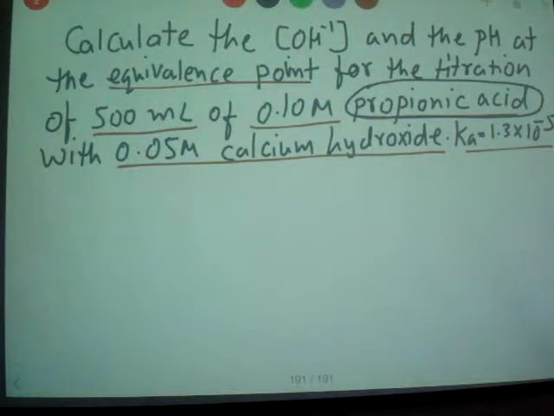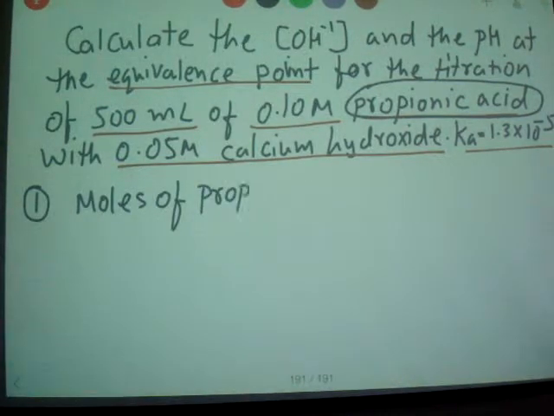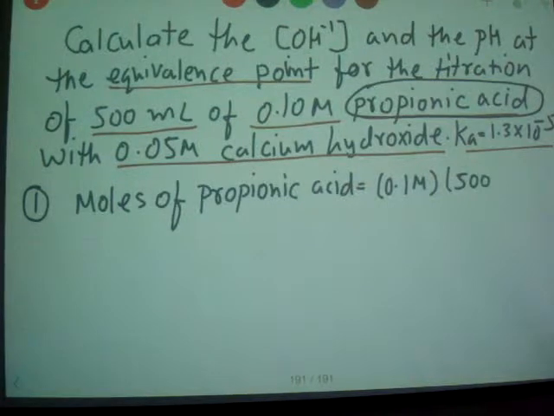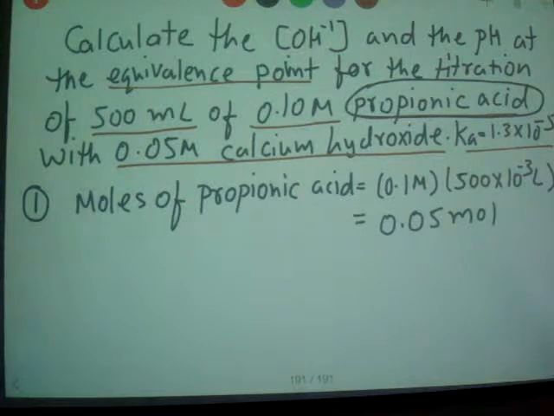So first, moles of propionic acid. We can calculate: 0.1 molar is given and 500 milliliter we convert into liter, and you get 0.05 moles of, we can say HPr, that's the propionic acid.